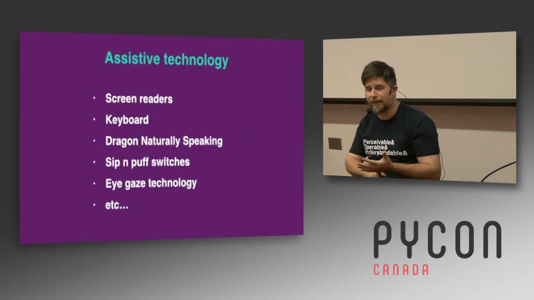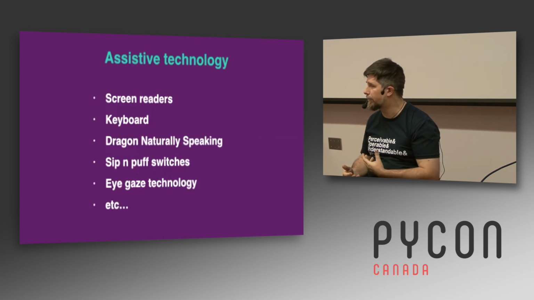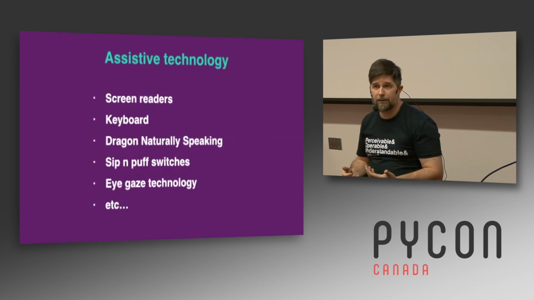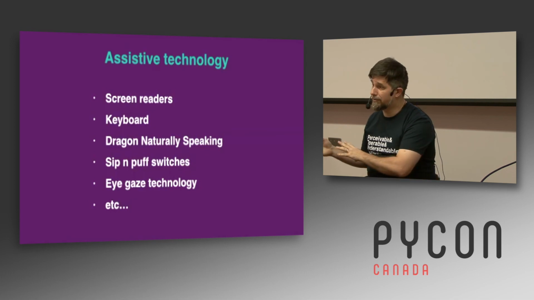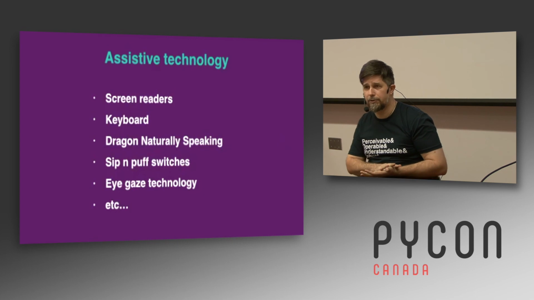We're talking about Dragon NaturallySpeaking. You may have heard this motto of it: you talk, it types. It does, like a screen reader, a lot more than that. It's what we call command and control. So with Dragon, you can navigate the web, you can open apps, you can create files, if the site is coded properly, of course. We're talking about sip and puff switches.